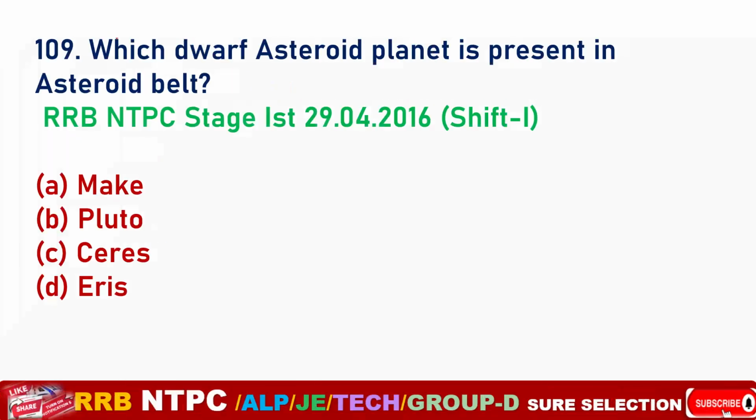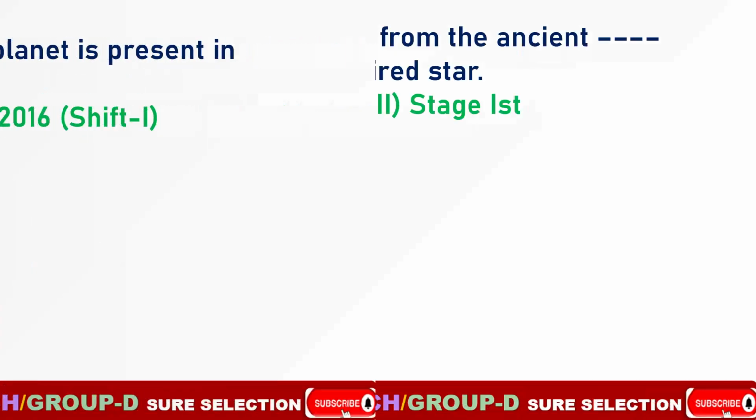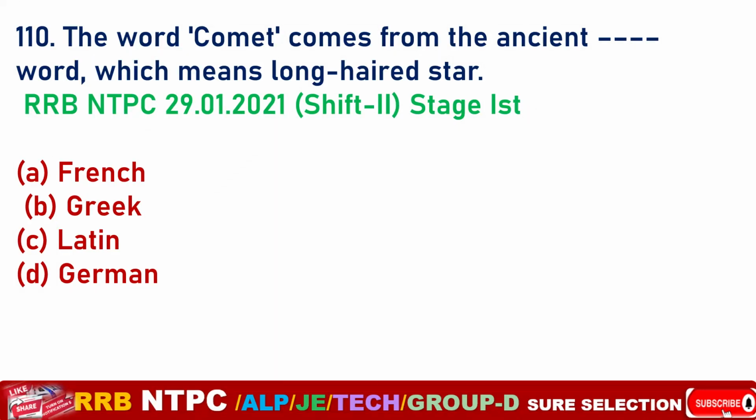Which dwarf planet is present in the asteroid belt? The next topic, the ninth topic, is asteroids. Which dwarf planet is present in the asteroid belt? That is Ceres. The word comet comes from the ancient Greek word, which means long-haired star.